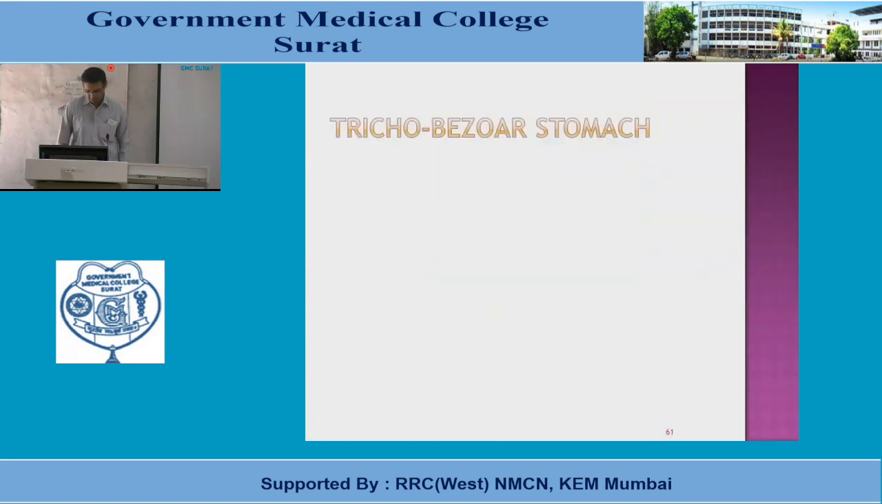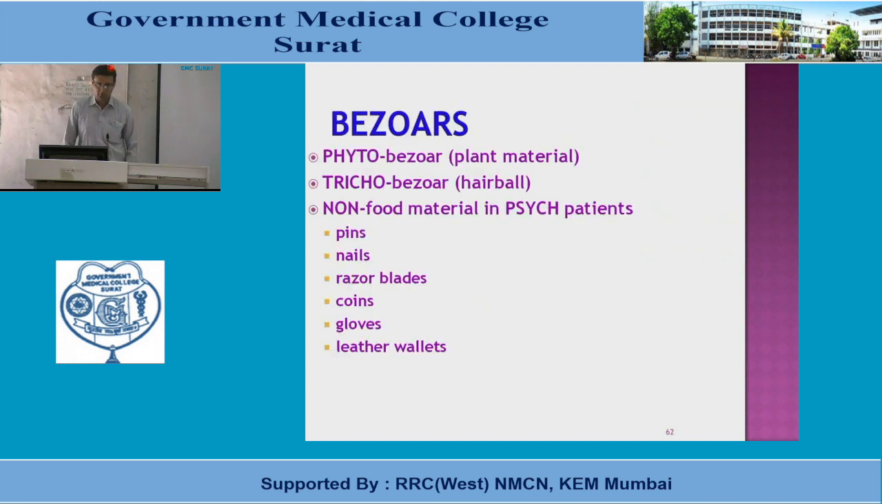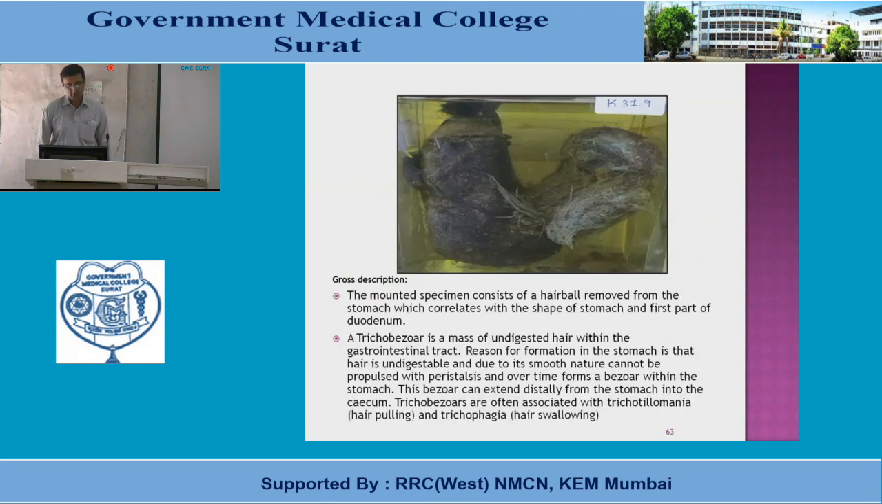Now, stomach lesion, trichobezoar, most commonly due to hair ball, and non-food material in psychiatric patients is pins, nails, razor blades, coins, clothes, leather wallets. Here there is a gross examination in which the mounted specimen consists of a hair ball removed from the stomach, which correlates with the shape of the stomach and first part of the duodenum. And it is a mass of undigested hair within the gastrointestinal tract.